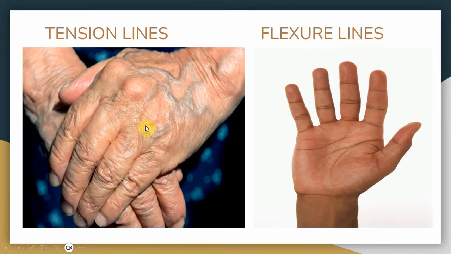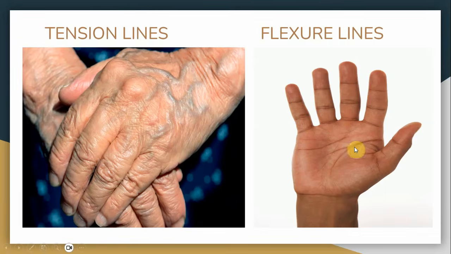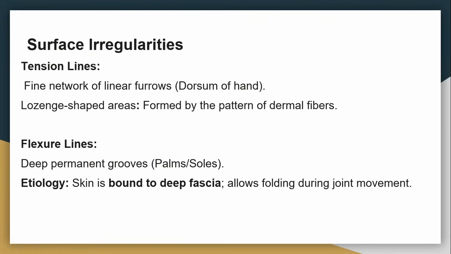These lines are known as tension lines. This is a fine network of linear furrows that can be seen. A common example is on the dorsum of the hand. They are lozenge shaped areas, meaning different shaped areas are formed, and they are formed by the pattern of the dermal fibers. Now flexural lines: all of us can see these lines on the palms and soles, like these. The normal lines of your palms are the flexural lines. Now the deep permanent grooves are on the palms and the soles.